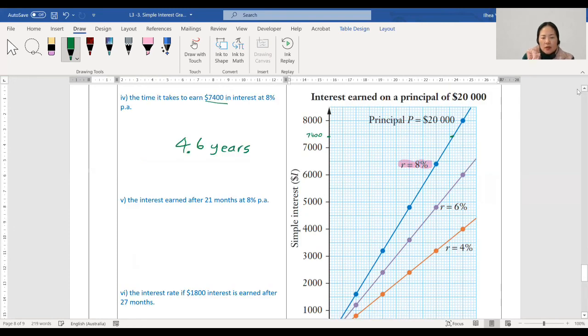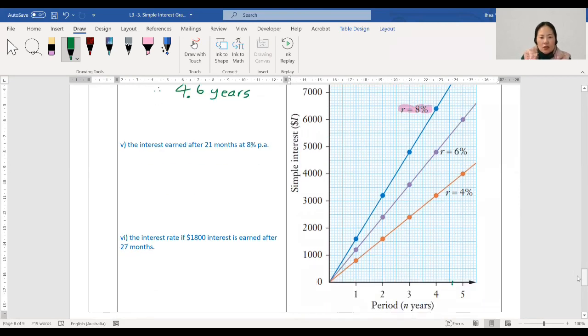Now, that's why I'm talking about that you need to really use your ruler. Next one. Okay, the interest earned, so we're looking at I, we don't know, after 21 months. N is 21 months, and R is 8%. So we need to convert this 21 months to the years because otherwise it's a bit hard to read the graph. So 21 months, the years is 21 divided by 12. So if I put that in my calculator, 1.75. So I'm going to go 1.75.